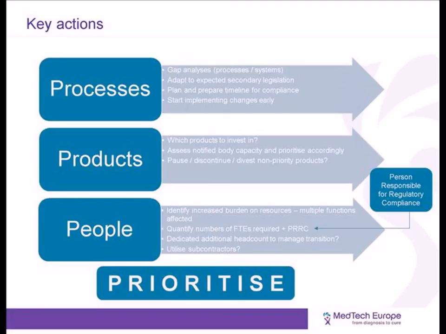Firstly, regarding processes, manufacturers clearly should gap assess their existing processes and their systems against the requirements of the new regulation so that they identify any deltas in their processes and any remedies that are required. They should also be prepared to adapt to the significant amount of secondary legislation expected to come their way in the coming years. This should be carefully monitored up until at least May 2020, if not beyond, and adequate resources should be made available to help the company adapt as this legislation is published.